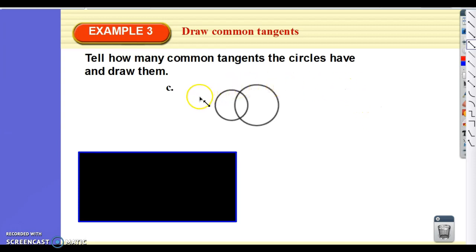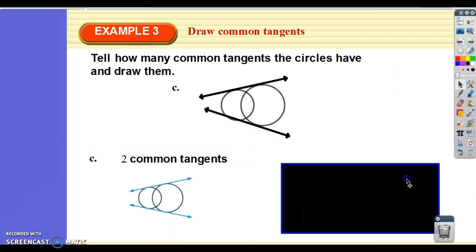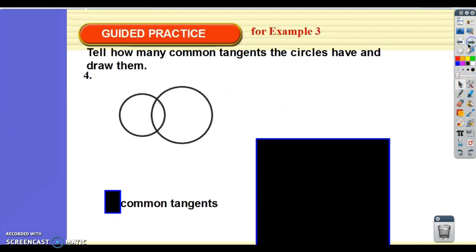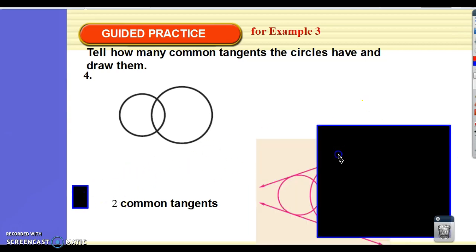All right, so let's take a peek at this one. So we would have 1, 2. 2 common tangents. Tell how many common tangents the circles have and draw them. This is the same thing we just did. Once again, there are 2.